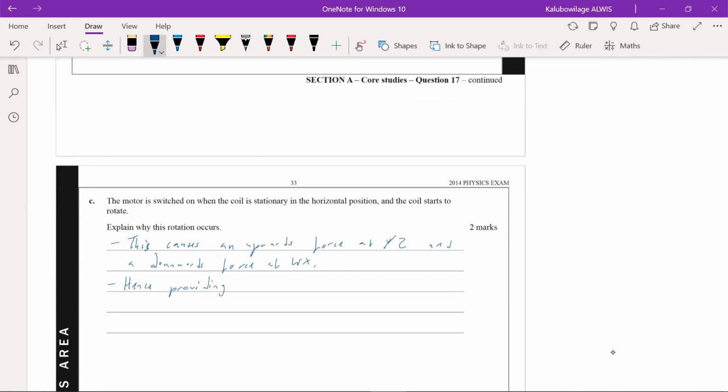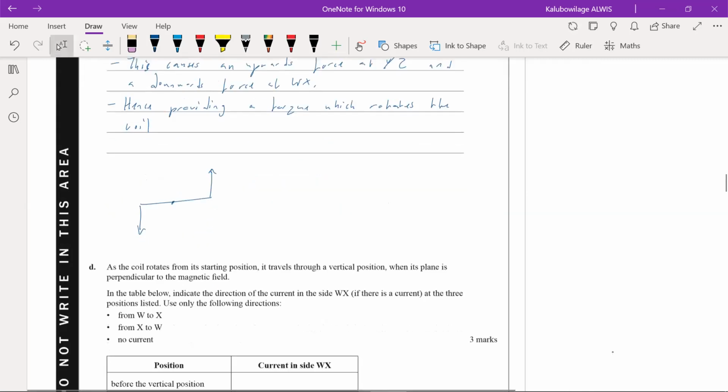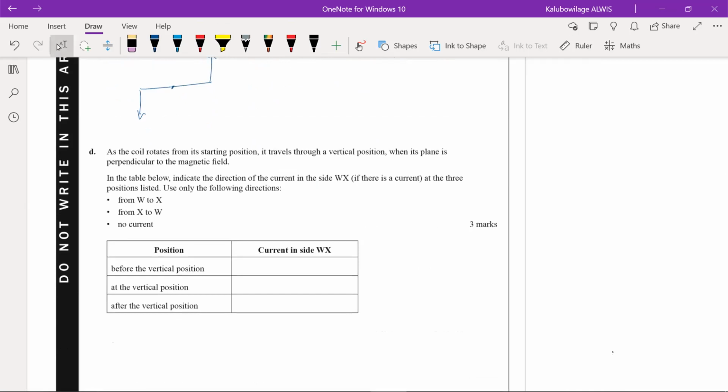Providing torque, which rotates the coil. I don't know if you have to talk about torque. If you want a diagram, one side is going up, so the other is going down. This causes it to rotate. As the coil rotates to the vertical position, its plane is perpendicular to the magnetic field.